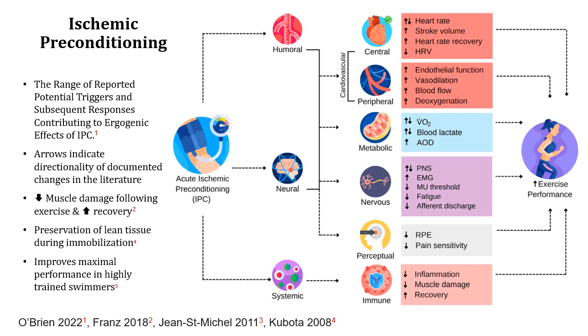That being said, here is a kind of a nice layout of the different benefits that can be had with the IPC. So the range of reported potential triggers and subsequent responses contribute to ergogenic benefits of IPC. The arrows indicate the direction of documented changes within the literature. You have a decrease in muscle damage following exercise and an increase in recovery.